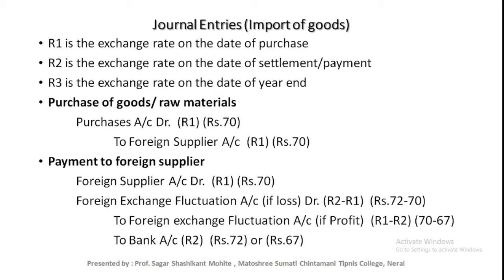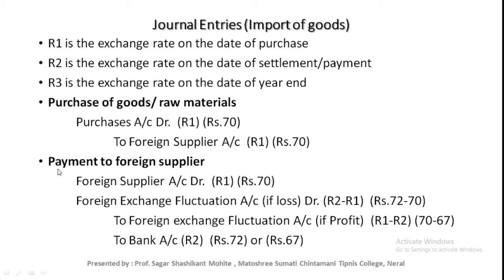In this entry I have mentioned 70 rupees as R1. I assume that R1 is 70 rupees. This 70 rupees, or R1, is a base rate, because all other entries depend on this R1. That's why you can also call R1 a base rate.